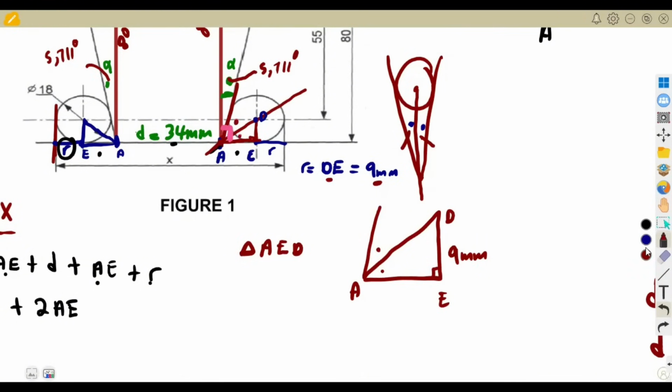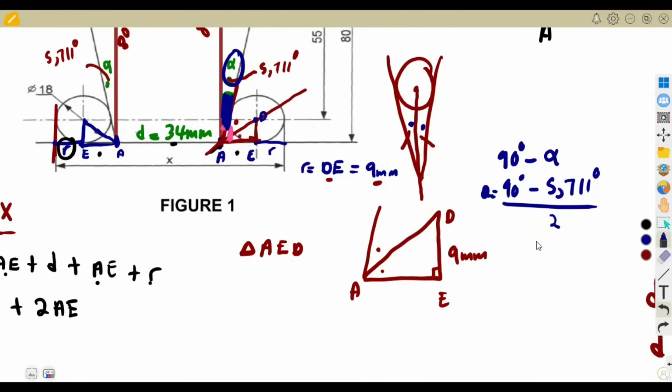But there's an angle inside our half angle, the alpha that we calculated before. So 90 degrees minus alpha, which is 90 degrees minus 5.711 degrees, we obtain the whole of this angle that is remaining, which combines these two angles. Since these two angles are equal, how do we find one of them? We divide by 2. So theta is going to be 90 degrees minus this, over 2.